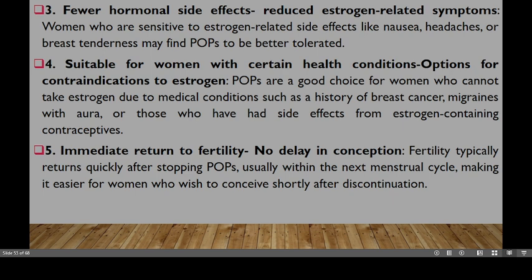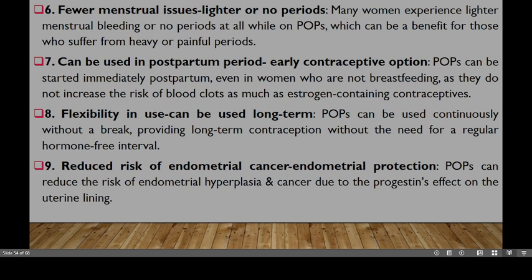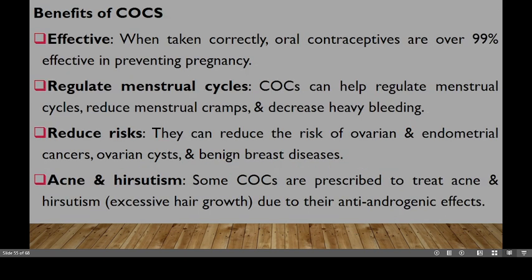There is also immediate return to fertility. So, fertility returns immediately after stopping the POP, usually within the next menstrual cycle, making it easier for women who wish to conceive shortly after discontinuation. We have fewer menstrual issues. They can be used in the postpartum period, right? An early contraceptive option. They are also flexible in use and can be used long term. There's also reduced risk of endometrial cancer when you're using the POPs.